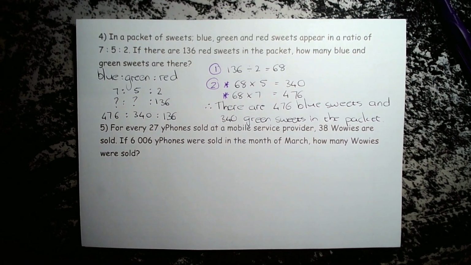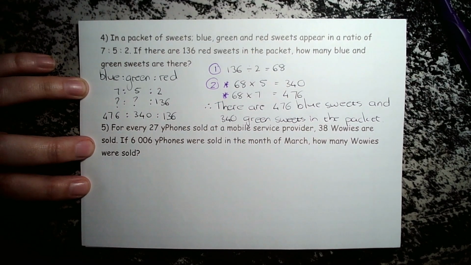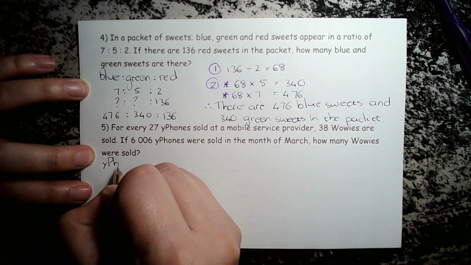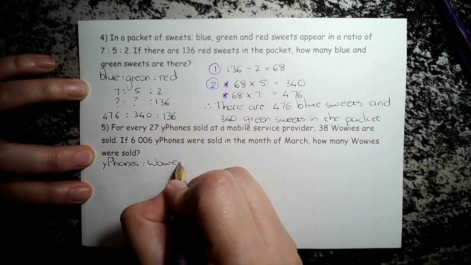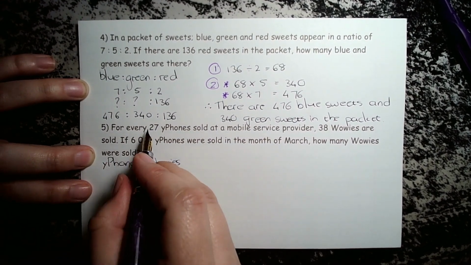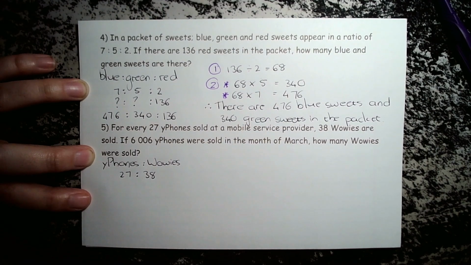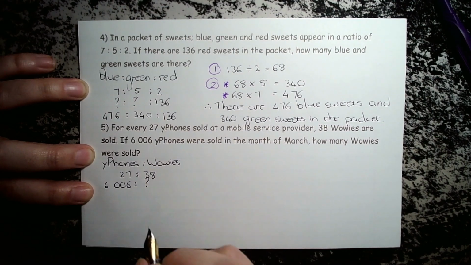Question number 5. For every 27 Y phones sold at a mobile service provider, 38 Wowies are sold. If 6,006 Y phones were sold in the month of March, how many Wowies were sold? So first we need to create a ratio. So we have Y phones to Wowies. They gave us 27 Y phones for every 38 Wowies. And they told us that there are 6,006 Y phones sold, for how many Wowies?